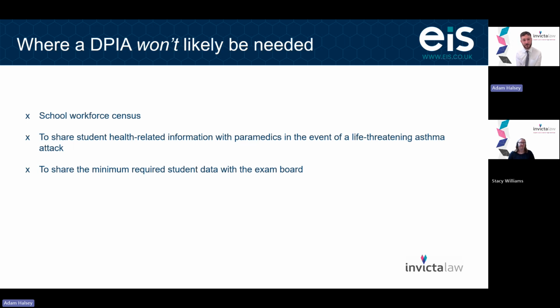Another example, what if, which we hope we never would be, of course, in a situation where we needed to actually share health-related information about a student, maybe with paramedics, in the event on site you had a life-threatening asthma attack being suffered by a pupil. A DPIA, you will be delighted to know, would not be proportional or required in that situation. And a bit of an exam example at the bottom there as well. If we are just sharing the minimum required data with the exam board, are we expecting to see a DPIA for that? No, very unlikely that that would be required.